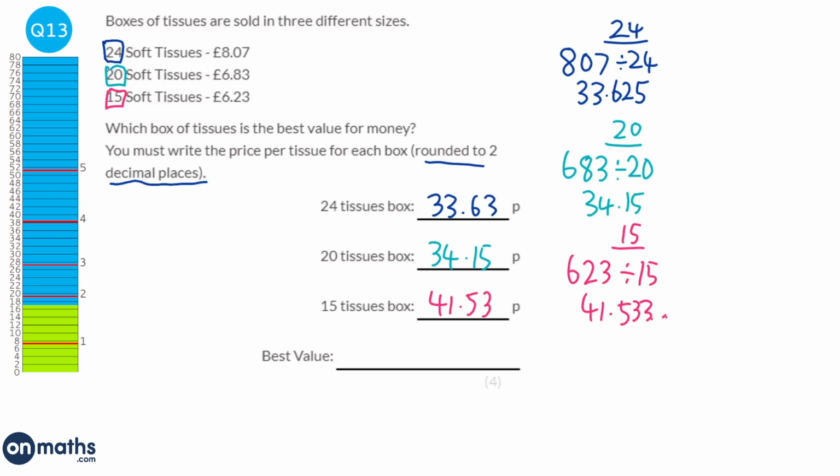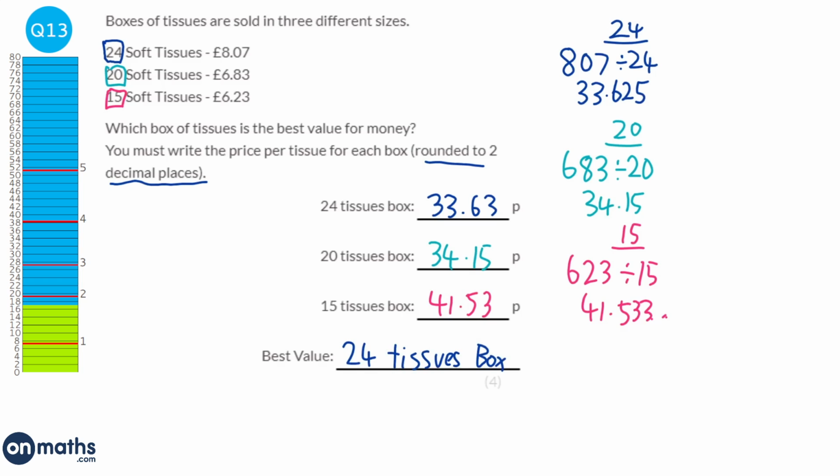20 tissues, it will be 34 pence per tissue. But 24 tissues will be 33.63. So that's by far the cheapest. The best value is the 24 tissues box.